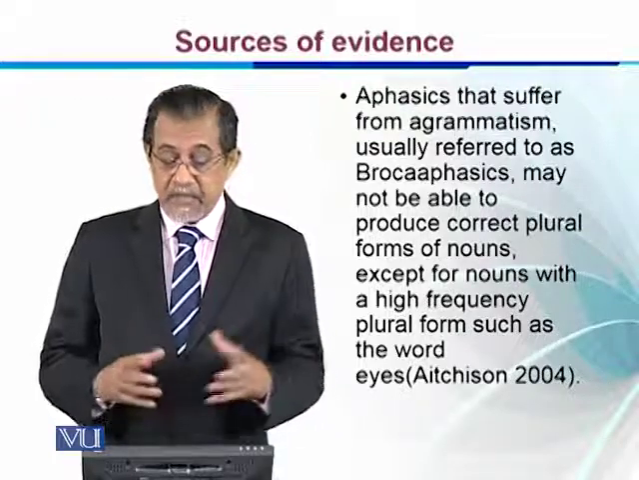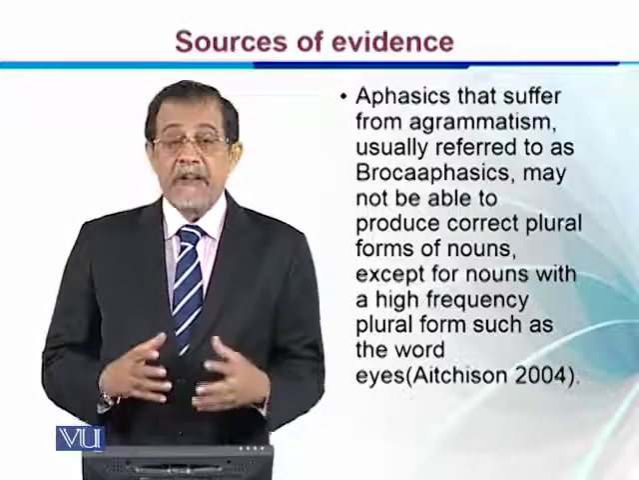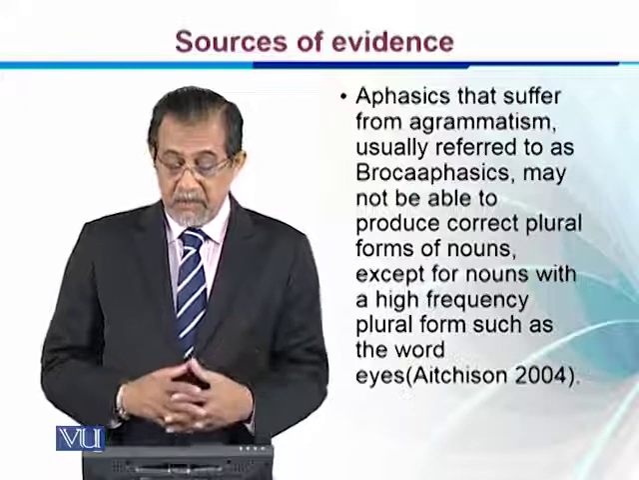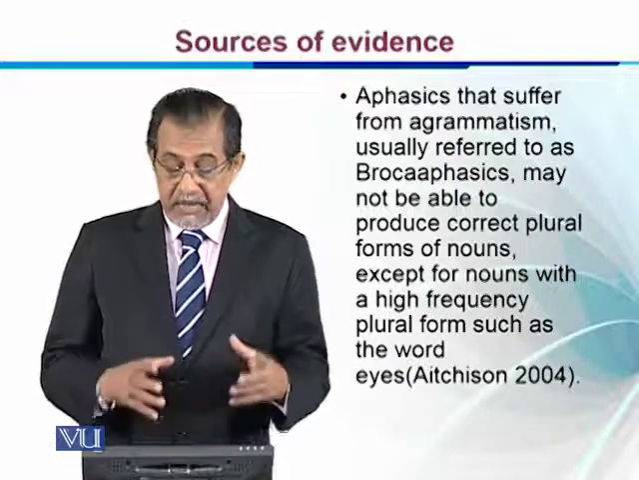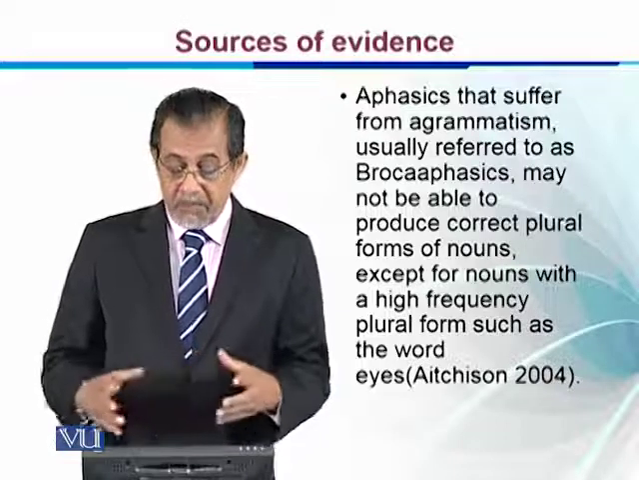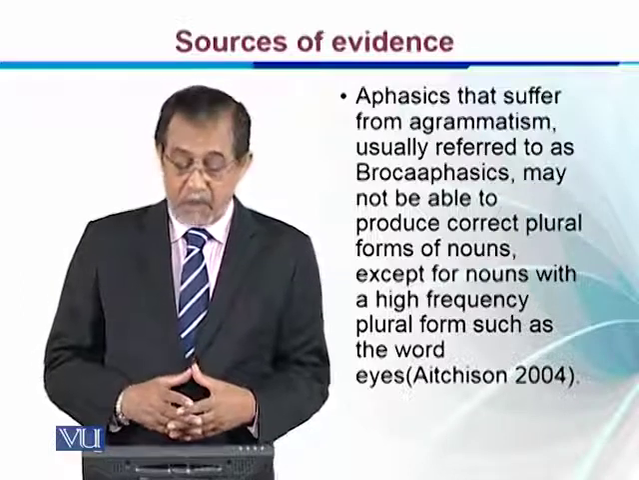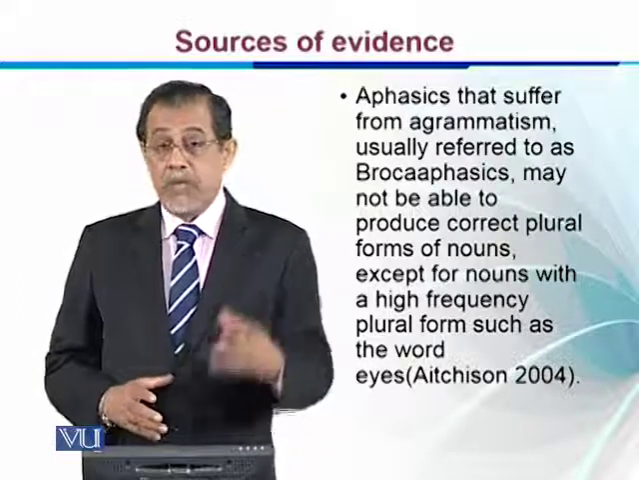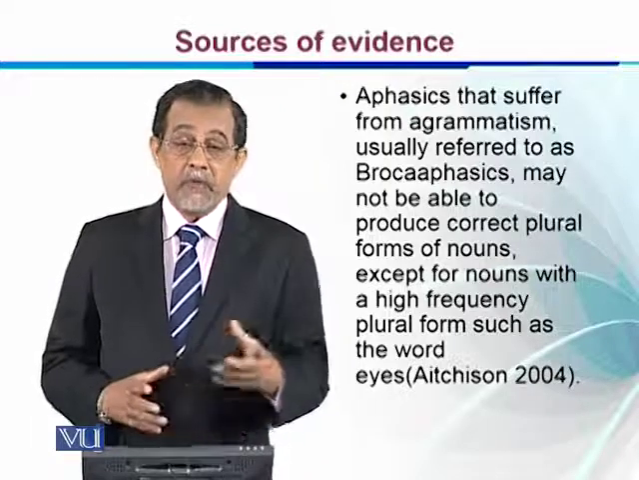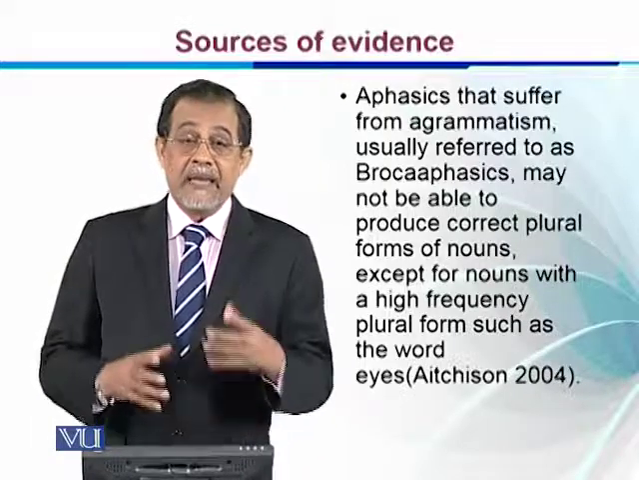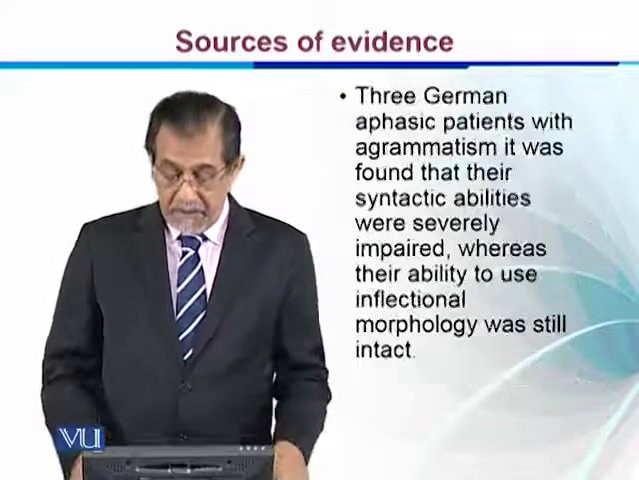Aphasics that suffer from agrammatism, usually referred to as Broca aphasics, may not be able to produce correct plural forms of nouns, except for nouns with a high frequency plural form, such as the word eyes. So they can only use the correct form of the nouns which is more frequently used. Obviously, eye and eyes. Eyes is a very common word.